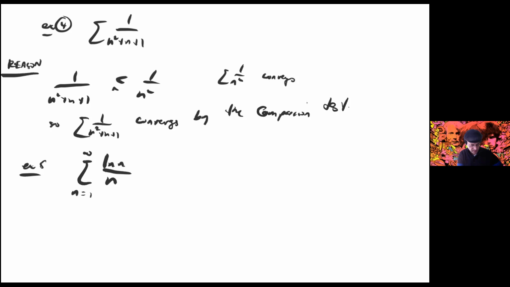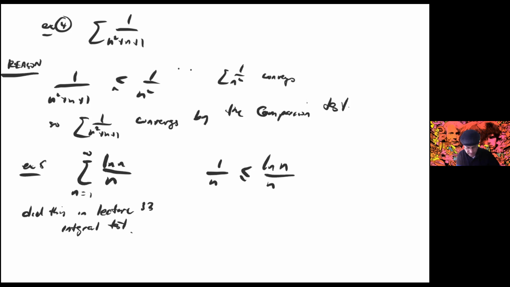Now, we actually did this, I think, in lecture 33, using the integral test. But you could also use the comparison test instead. See, 1 over n is smaller than or equal to ln of n over n, at least if n is at least e, because ln of e is 1 and then ln is increasing. And this is for all n bigger than or equal to e.